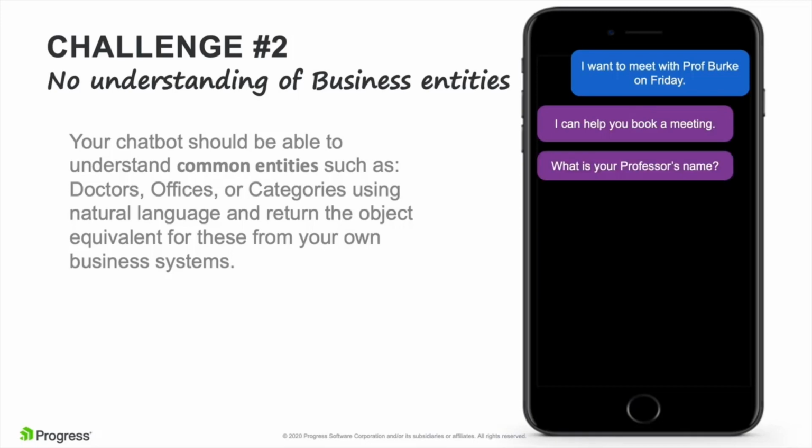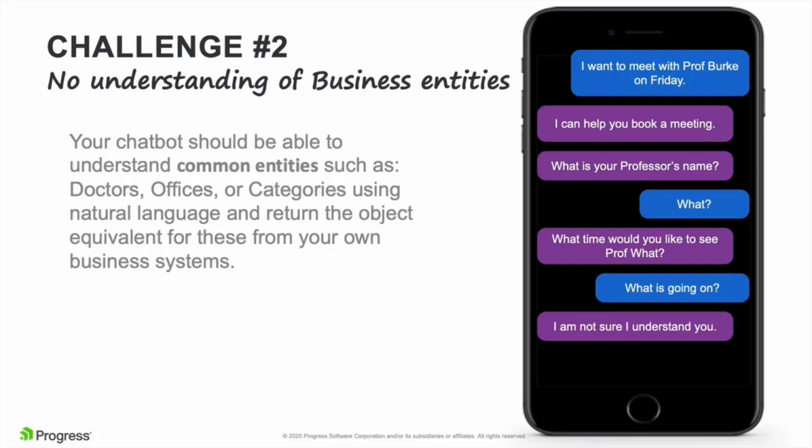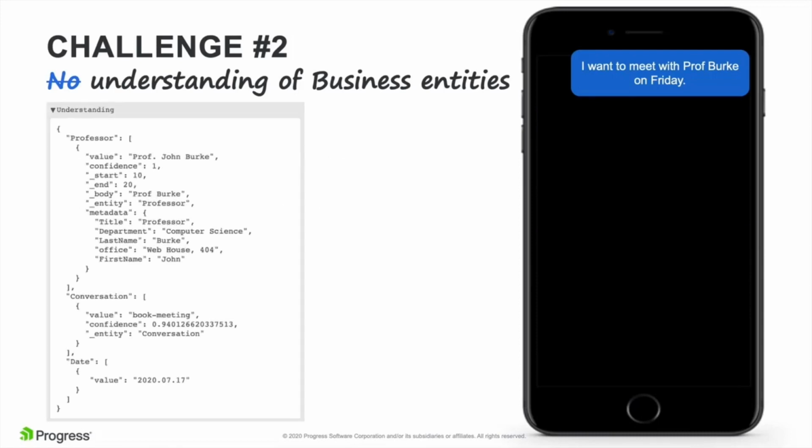And you see, the issue here is that the chatbot doesn't understand that Professor Burke is the name of the professor that this person wants to see. So the student obviously says, what? And then the chatbot goes, what time would you like to see Professor what? What is going on? I am not trying to understand you. Me neither. And this leads to a lot of frustration, because if the chatbot could understand Professor Burke on the spot, we wouldn't have this problem. So obviously, with understanding the professor's name and the chatbot being able to extract that from the conversation, it should be able to actually grab a record of that professor.